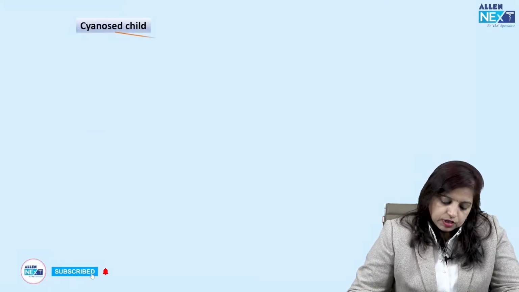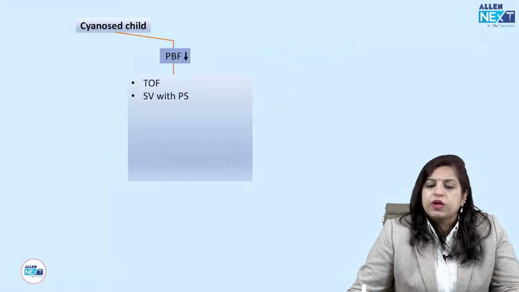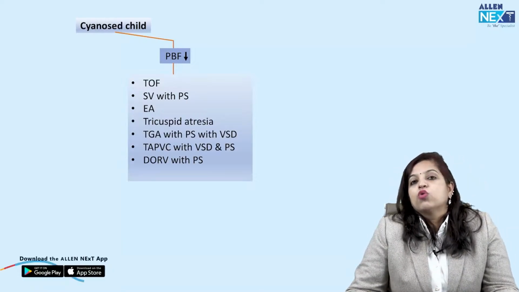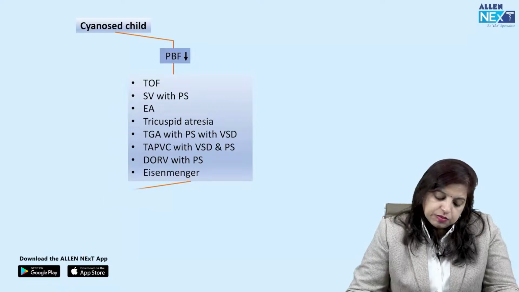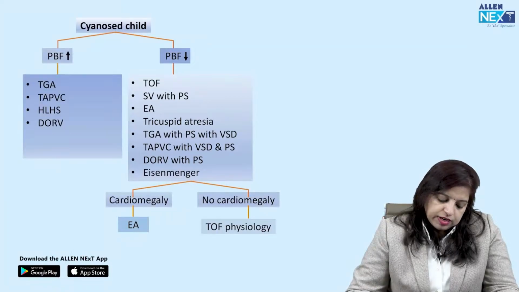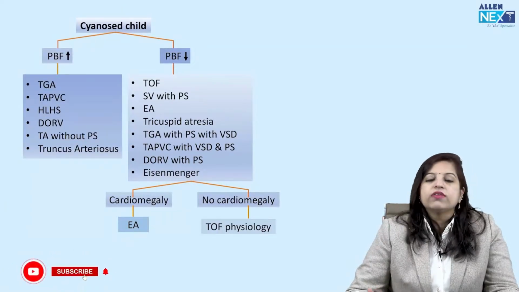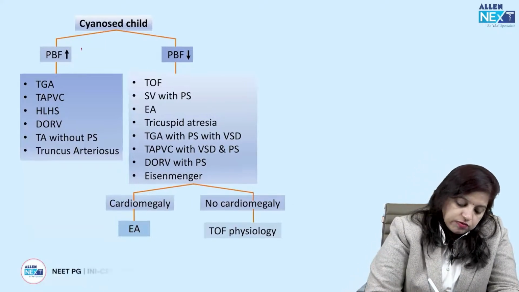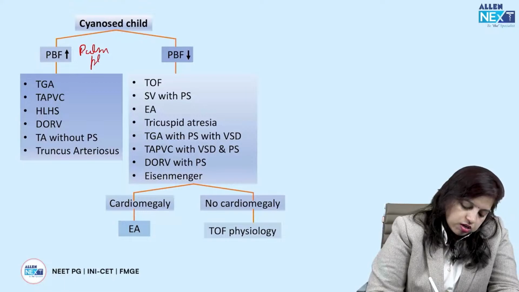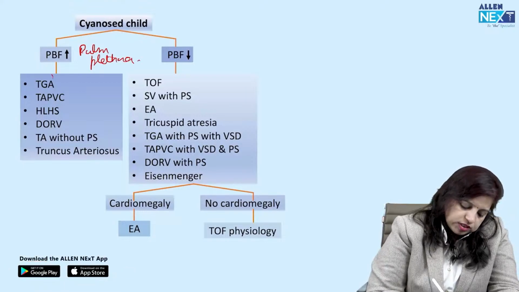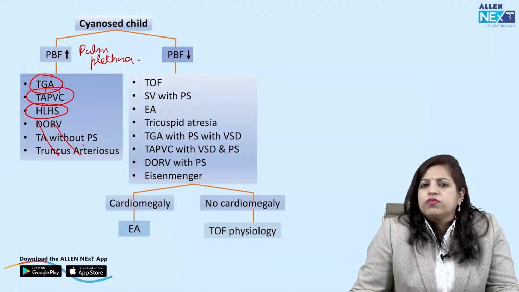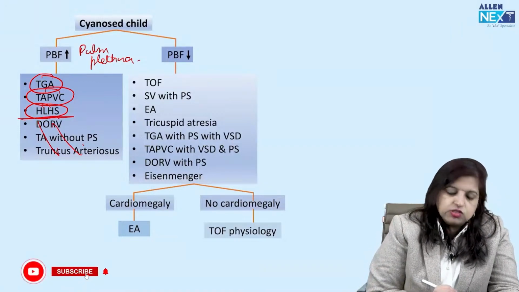Okay. So to memorize, if you don't want to go into details of cyanotic heart disease right now, please remember this table. This table will help you solve many MCQs. So when you have a child who's having, let us say, cyanosis with pulmonary plethora, think of these diagnoses: TGA, TAPVC, HLHS. They are not going to ask you about DORV or truncus arteriosus. At least think of these 3 options.